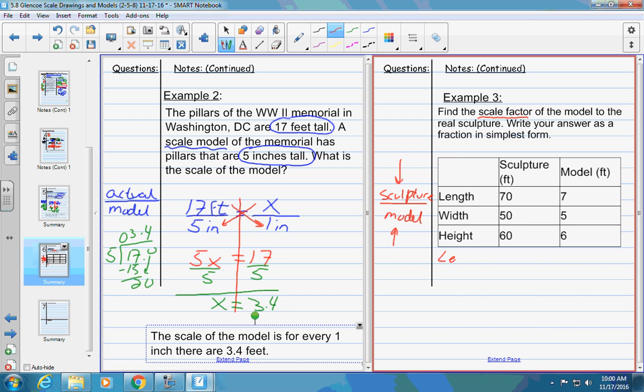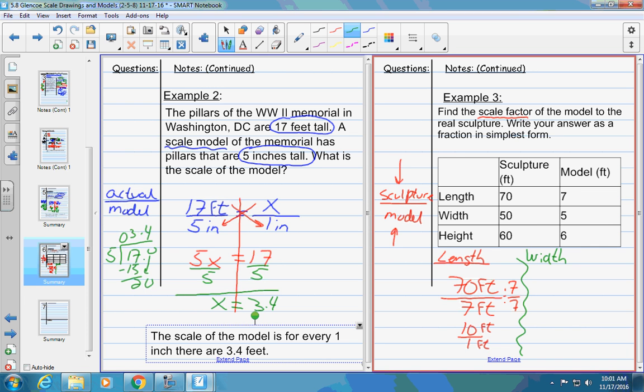Let's do the length problem first. And to do the length problem, it's going to be 70 feet divided by 7 feet. And we're going to convert that. They have a 7 in common, and that turns out to be 10 over 1. So for every 1 foot in the model, it represented 10 feet in the actual sculpture. Or they scaled it up by 10. But we're not sure about that yet. We have to prove that this artist maintained the same thing for all of their dimensions.